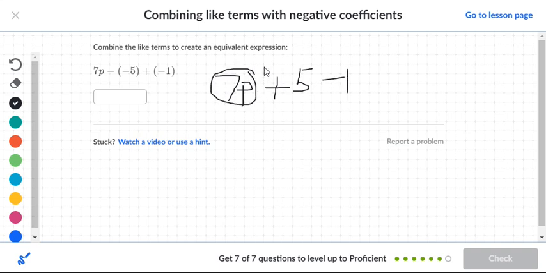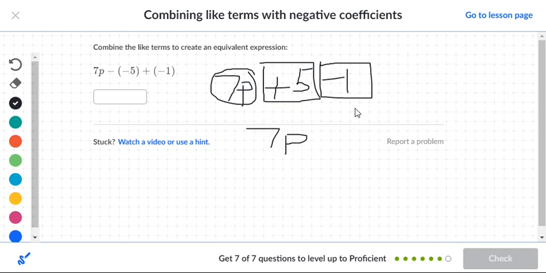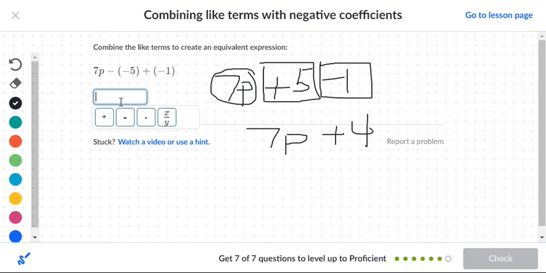So now we'll just code the problem. So we'll circle and then we'll box our numbers. So we circle our letters and box our numbers here. So we say 7p. Now we go 5 minus 1. Well, 5 minus 1 is 4. So we had no change with the letter, so we're going to say 7p. We did have a change with the number, so the number did turn into a positive 4.